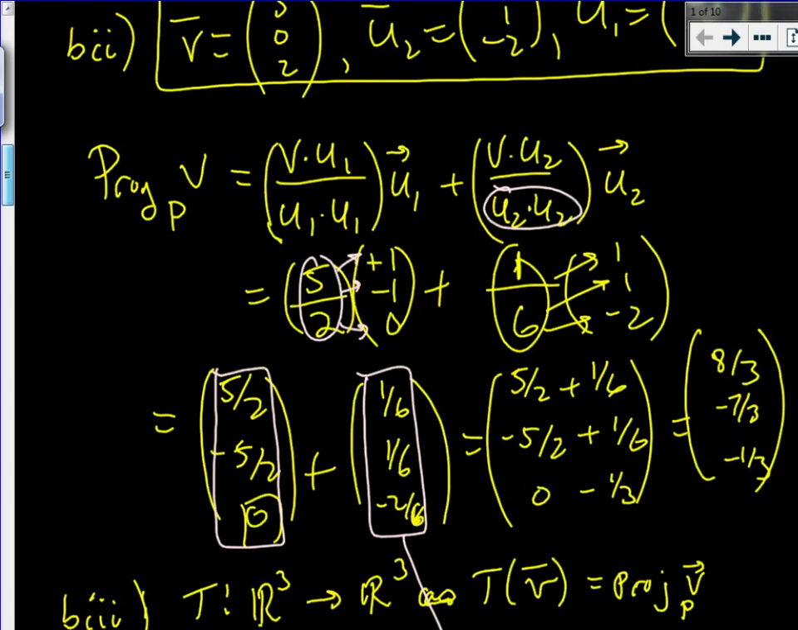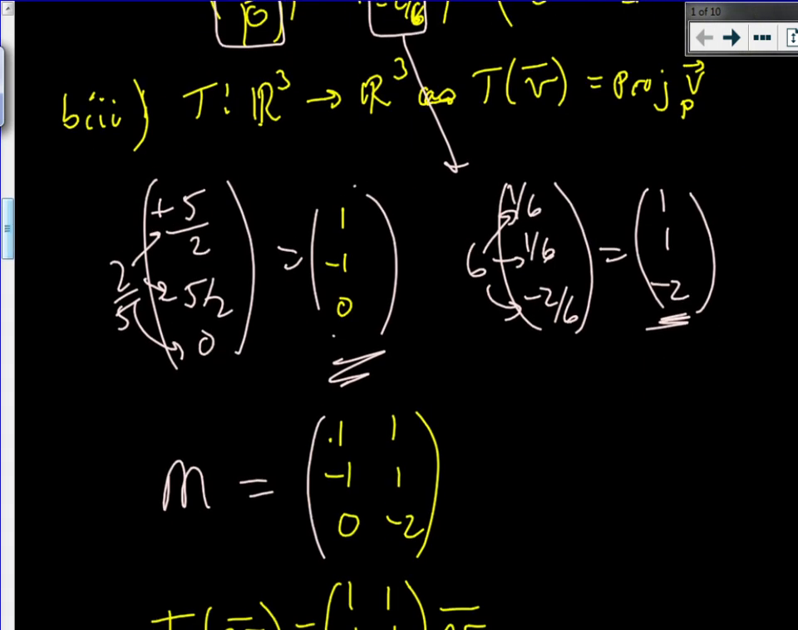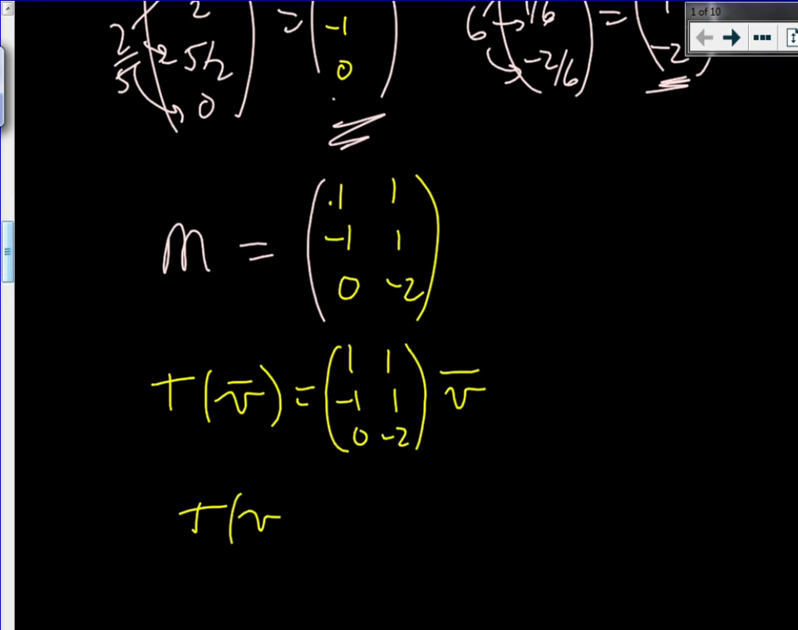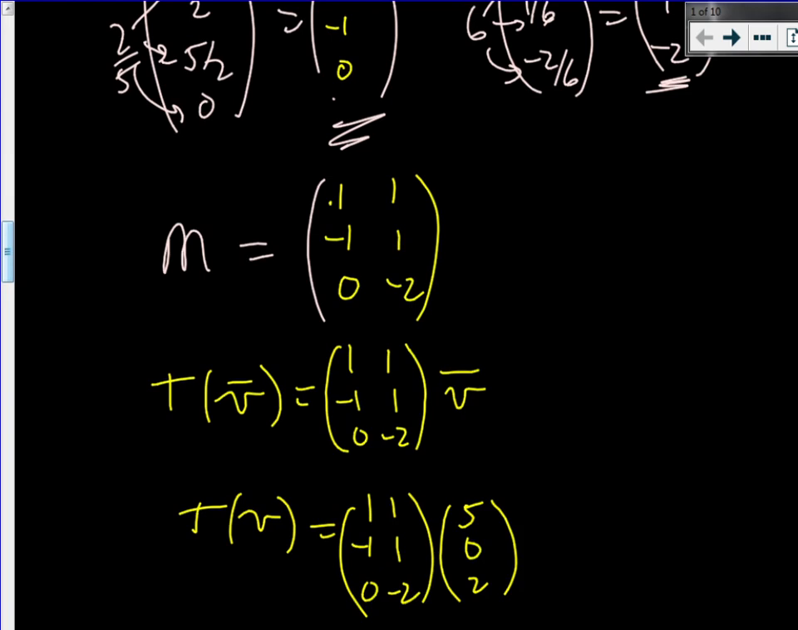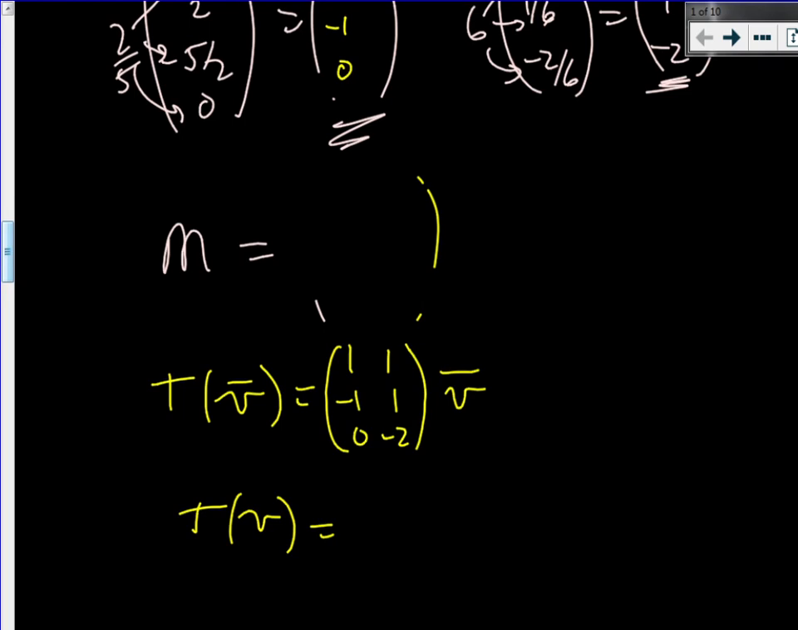Now, 5, 0, 2. So T of V would be this times 5, 0, 2. Okay, so it's not the biggest deal, I apologize. But those vectors should have been written horizontally. 1, 1, negative 2.